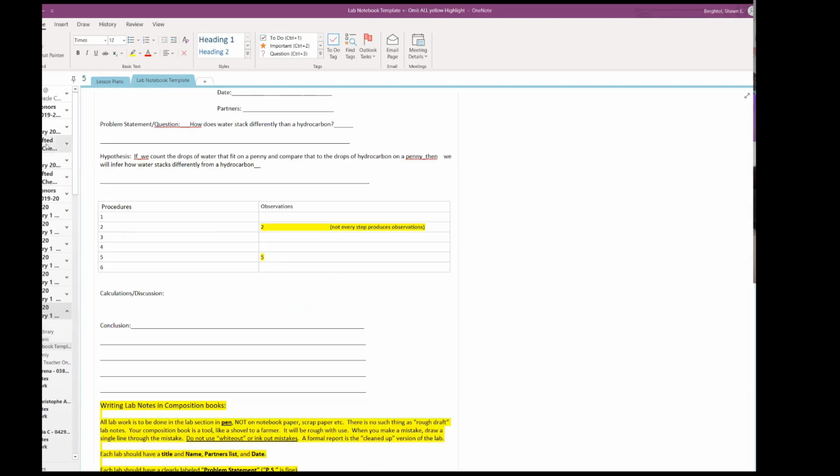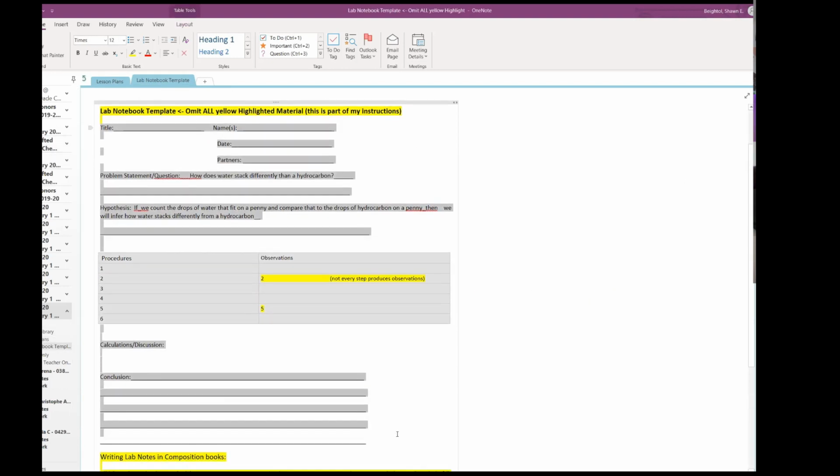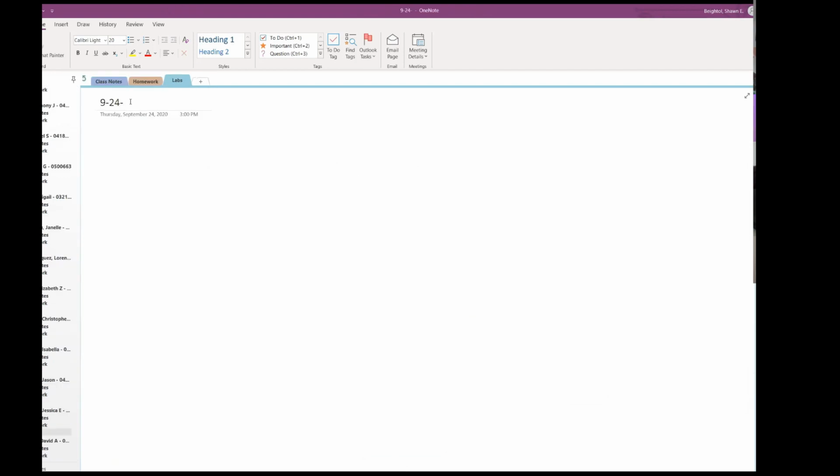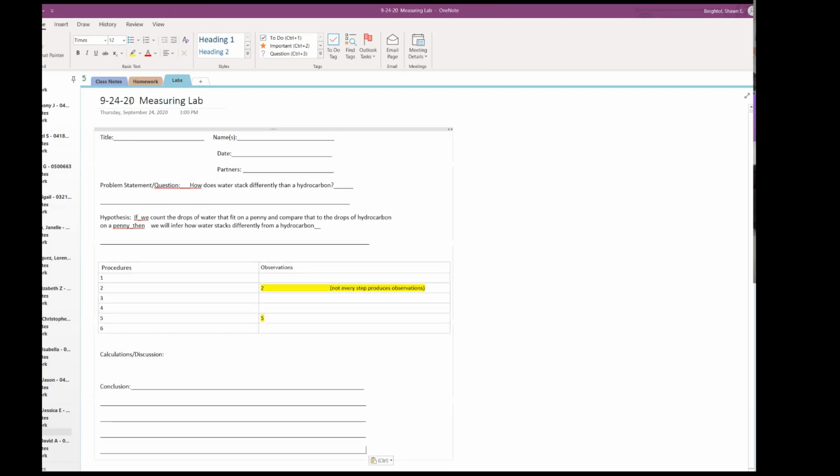So copy this. Okay, we're going to copy this. You're going to create a lab tab with today's date. I'll put today's date, 9-24-20, measuring lab, or something close to that. I'm just going to paste it. Now I got to get rid of the yellow. The instructions clearly state, do not copy the yellow. So get rid of it. How do I do it?